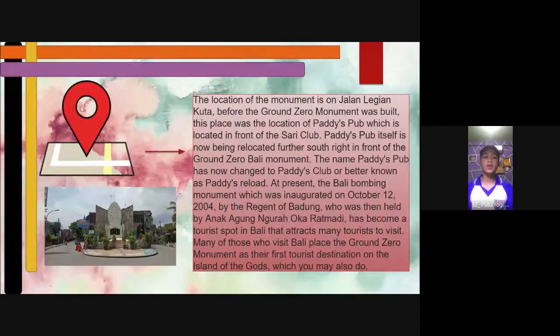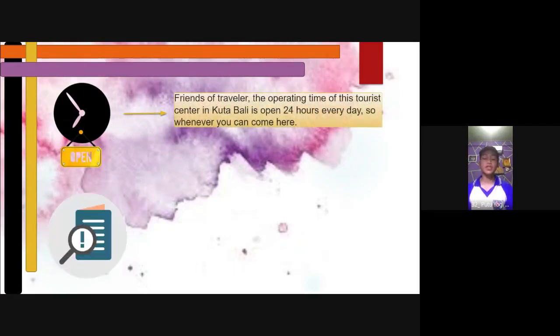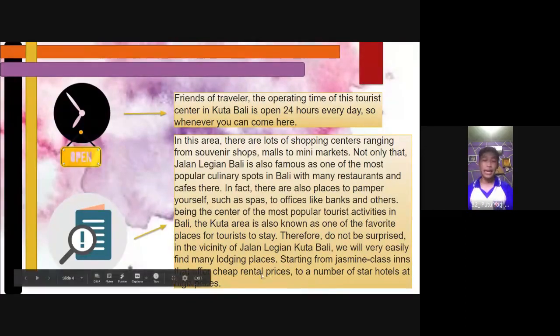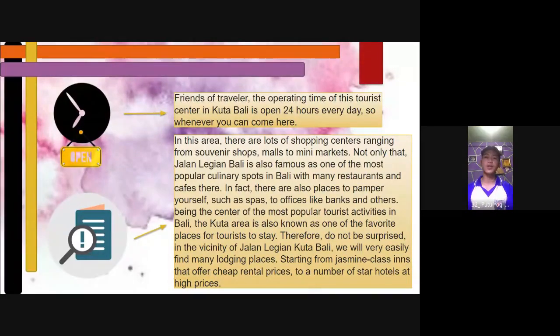Next, we go to the opening time of the monument Ground Zero Bali. Friends of Traveler, the operating time of this tourist center in Kuta Bali is open 24 hours every day. So whenever you can come here, you can enjoy the view. So I suggest you guys, if you want to visit Bali, visit Monument Ground Zero Bali, I suggest you to visit at night time, so you can enjoy the view. You can see many lights on the road.